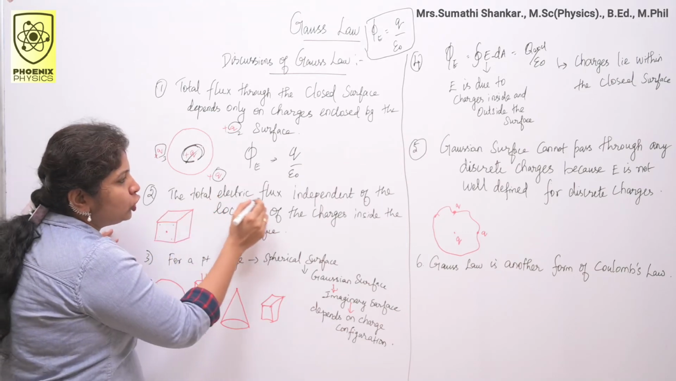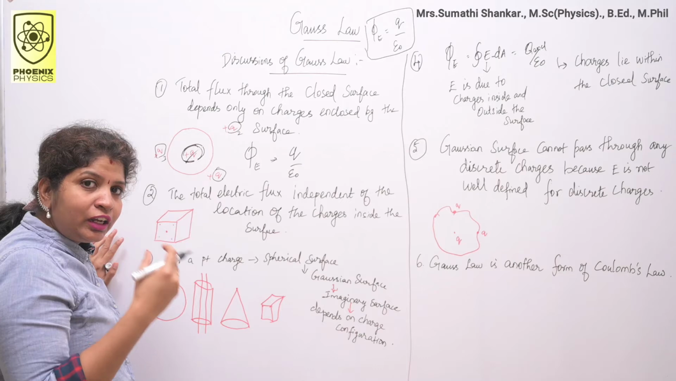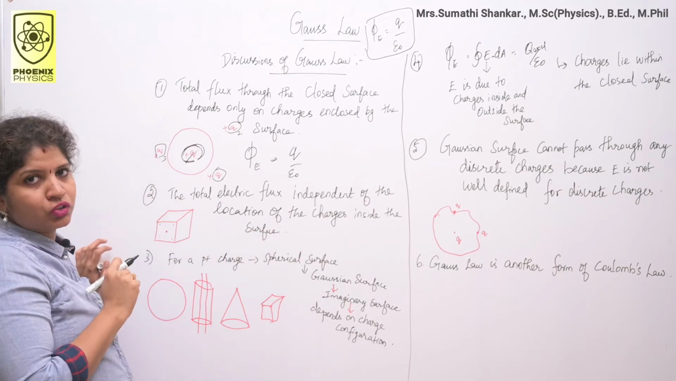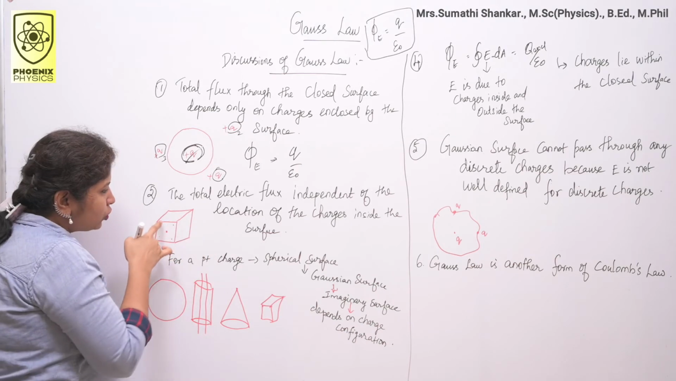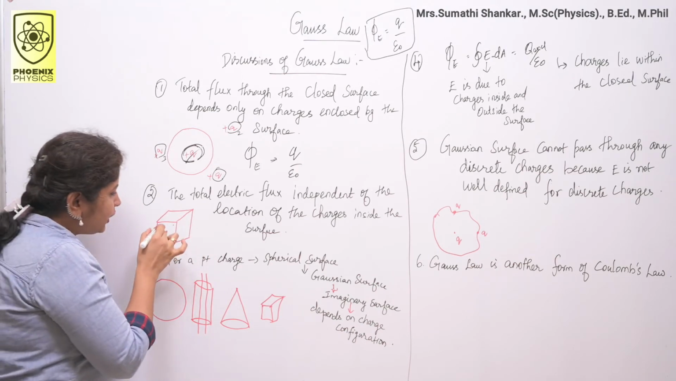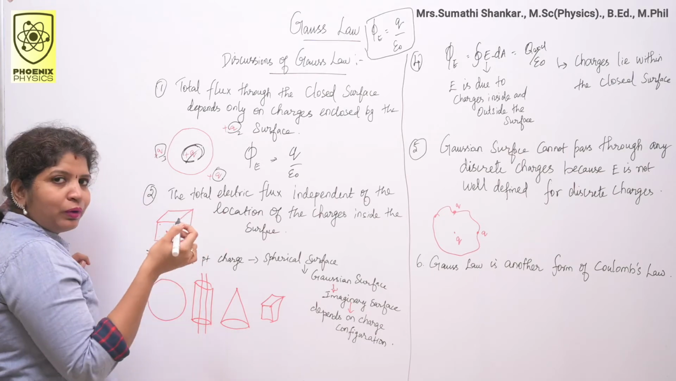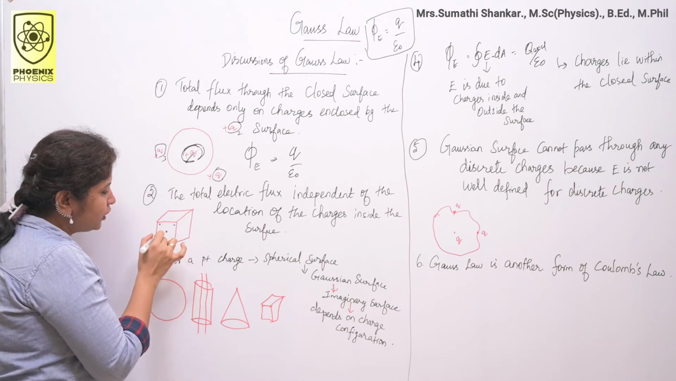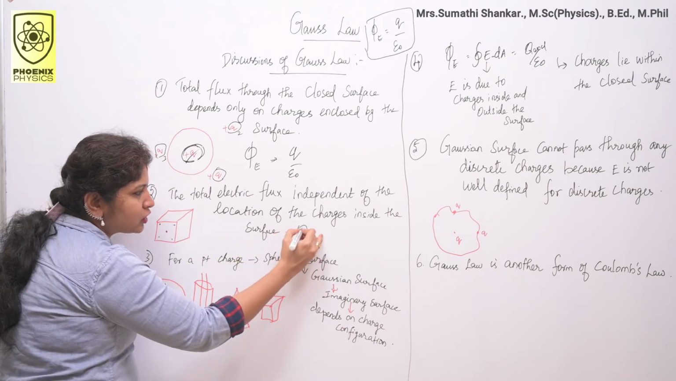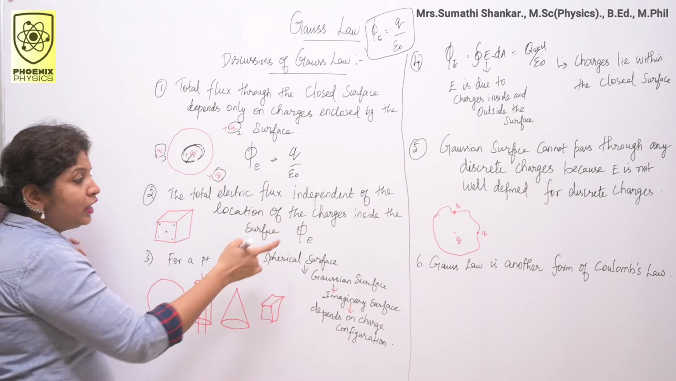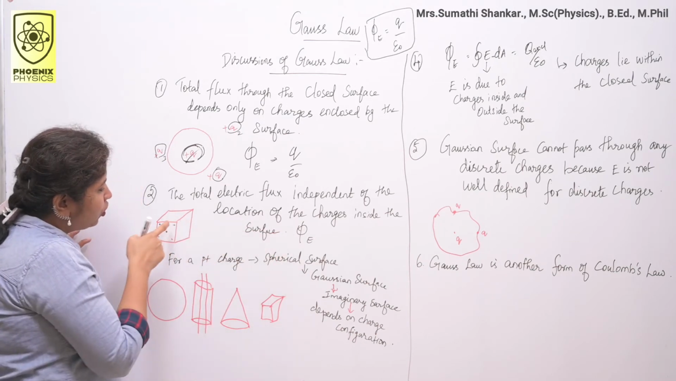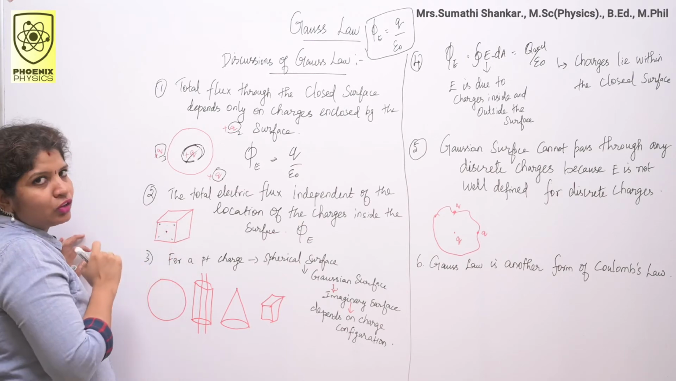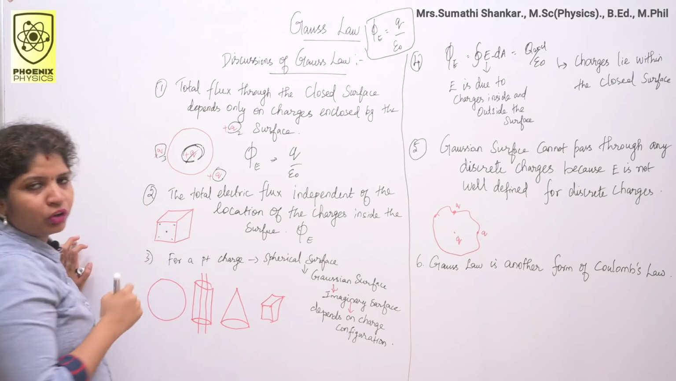Next point. The total electric flux is independent of the location of the charges inside the closed surface. This is a cube, right? So it is a closed surface. Inside the cube, I can place the charge anywhere. Here one charge, here one charge, here. So the total flux phi E is independent of the location of the charges inside the closed surface. This is the second point.